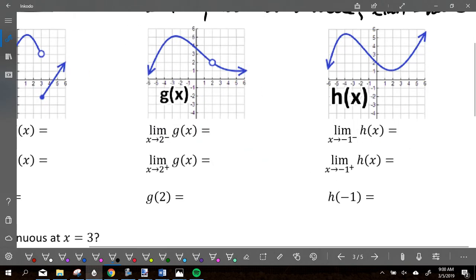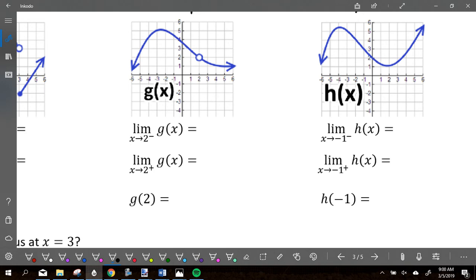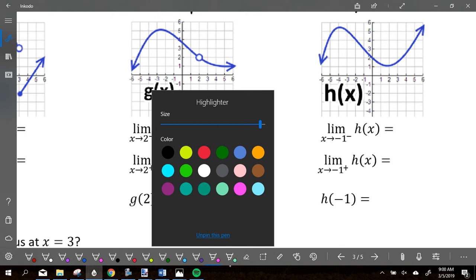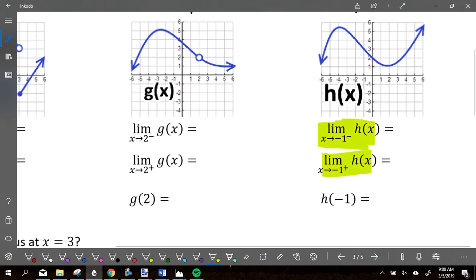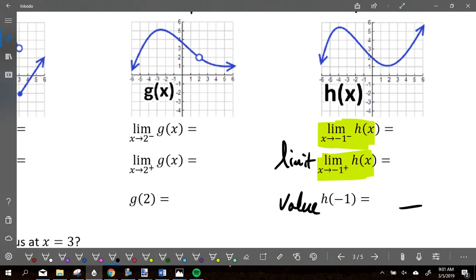In order for something to be continuous, you have to have a limit. Well, how do you have a limit? You have a limit if the left-hand side and the right-hand side are equal to each other. If you have the limit from the left and the limit to the right be equal to each other, that's a limit. How do you find the value? You look at that spot. So like at h of -1, that will tell you the value. So these two things are telling you the limit. This thing right here has to tell you the value. And if all three of these things are equal to each other, then you're going to be continuous.